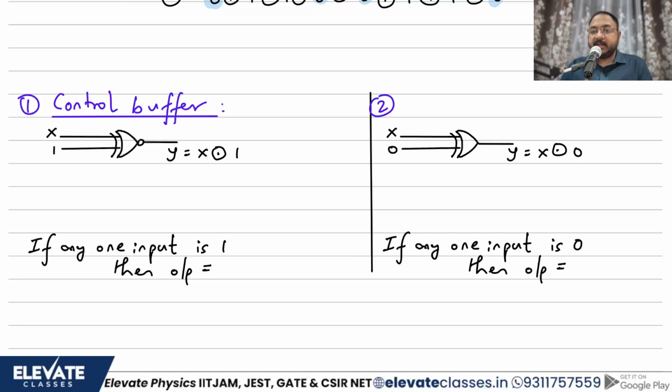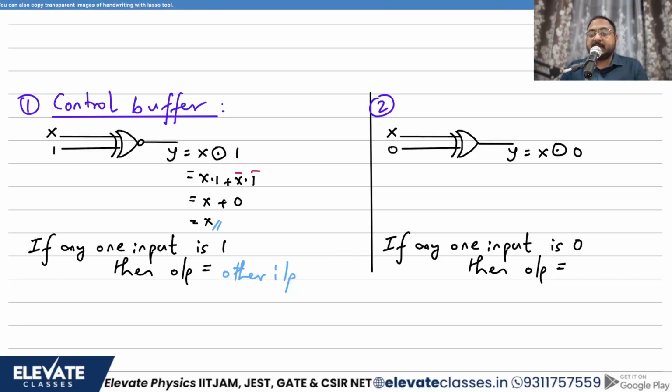Now let's see how this will work. This will become X.1 plus X̄.1̄. Put the bars on one product. Let's try and solve this. X.1 will become X. This term will become 0, because 1 bar is 0. Final answer will be X. So we can say, if any one input is 1, then the output is the other input. If you give 1, you will get 1. If you give 0 here, you will get 0. So that is called a control buffer. This one is controlling and making it act as a buffer.